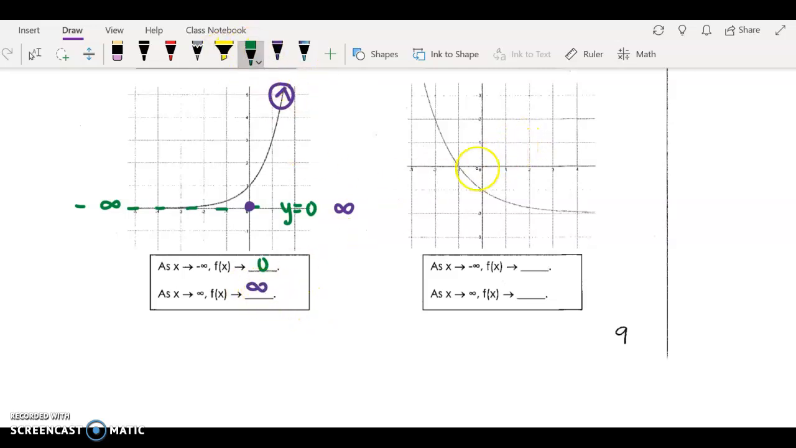The last one, as x approaches negative infinity on the left, the y values are going up toward positive infinity. And as x approaches positive infinity on the right, the y values are going down, but just to the asymptote at y equals negative 2.